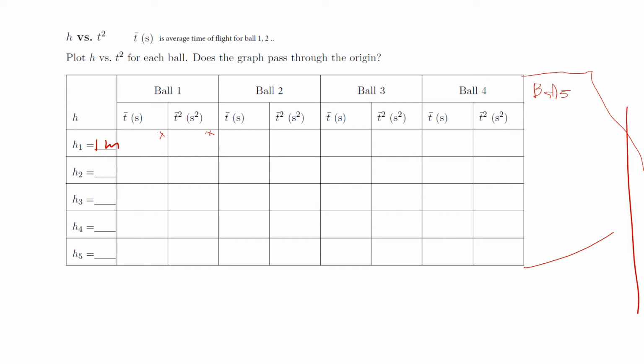So T bar is the average time. For example, T bar for ball 1 at 100 centimeter height, in your first table, in the first column, you have data points like 0.44. You can add 0.41 plus 0.43 plus 0.44 plus 0.41, and the last point is 0.41. That's the last data point.